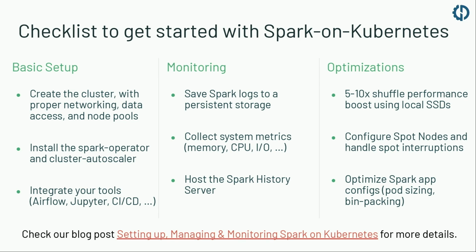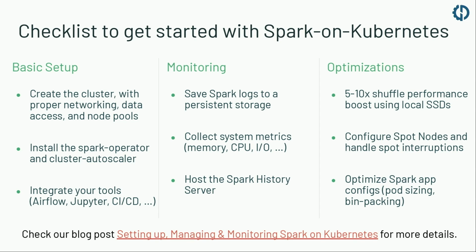And then there are a few critical optimizations that you should look into. Typically, shuffle performance is super important, so we recommend using local SSDs. The use of spot nodes can also have a huge impact on costs. And also how to configure your pod sizes for optimal bin packing and not wasting any capacity. So in this talk, we won't have the time to cover everything, but we wrote a blog post with technical details on many of these topics. So we'll send you the link.